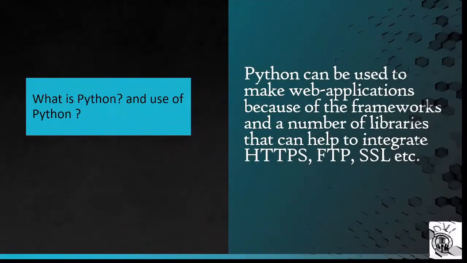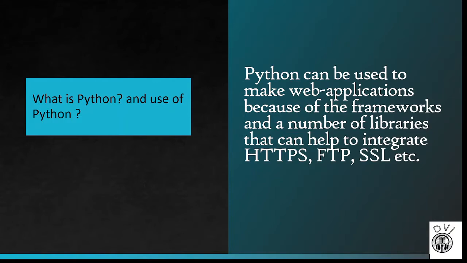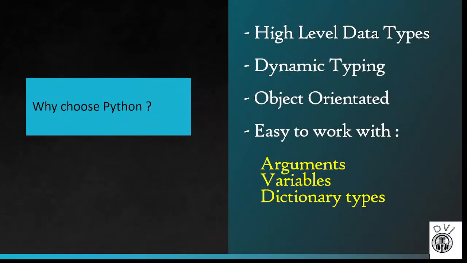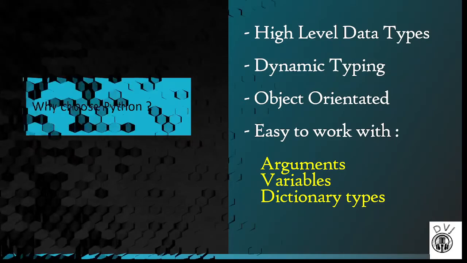Python can be used to make web applications because of the frameworks and a number of libraries that can help to integrate HTTPS, FTP, SSL, etc. Why choose Python? We choose Python because of its high-level data types, dynamic typing, object-oriented nature, and because it is easy to work with arguments, variables, and dictionary types.